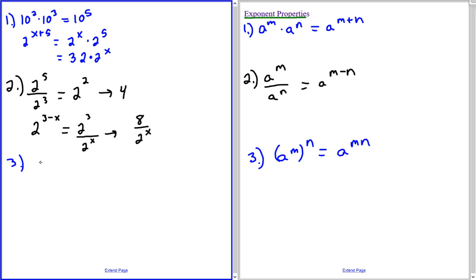This would be a problem like 3 to the 4th, that whole quantity squared. Power to power we multiply, so it would be 3 to the 8th. Vice versa on this would be 3 to the 2x. That's a product in my exponent, so that's like right here. That is equivalent to 3 squared, that whole thing to the x, which is equivalent to 9 to the x.